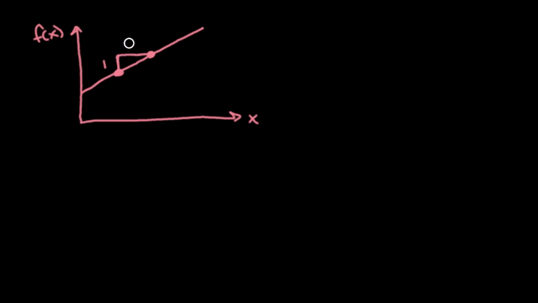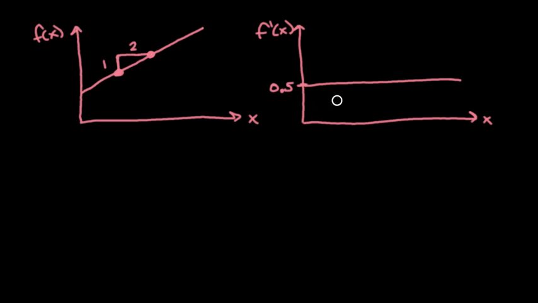I bet that's a rise of 1 and a run of 2. So over here, I'm going to draw the derivative of this function, the rate of change. How fast is it changing? And we see here that no matter where you are, what value of x you have, the rate of change is always the same, because you can just pick 2 points and you're going to get that same slope no matter which 2 points you pick. So there's the graph of the rate of change. It's 0.5, 1/2.